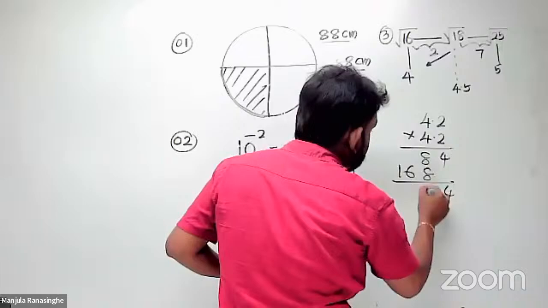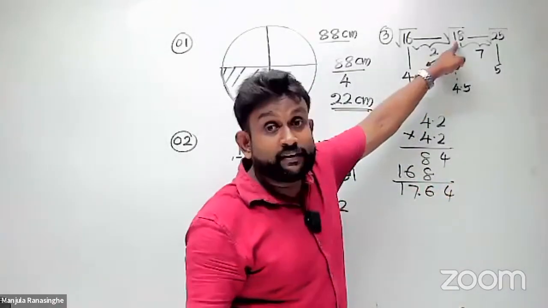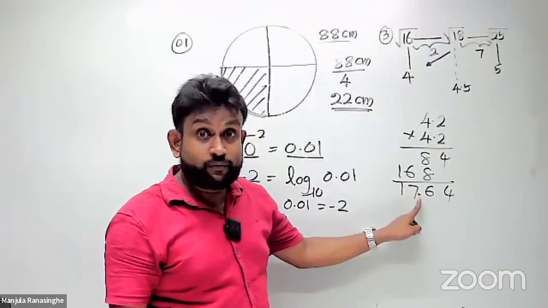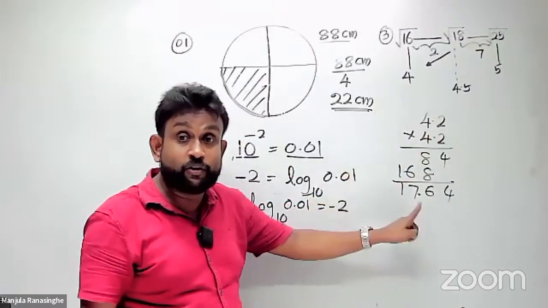Then that gives you 17.64. Now you can see that is 18, here 17.64. So you cannot deal with 4.1 because it is less than 17.64.